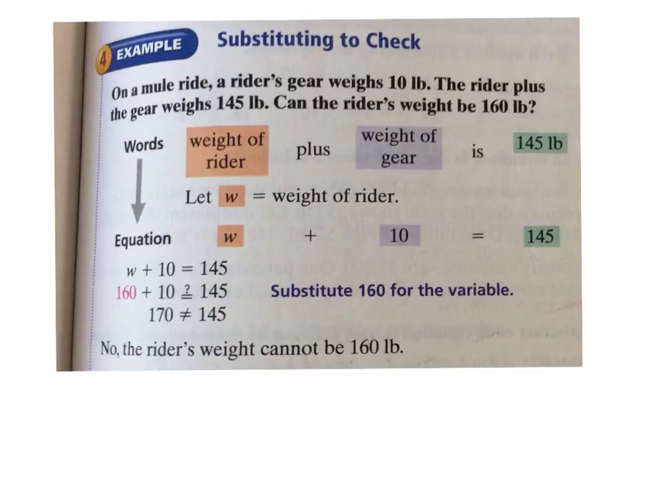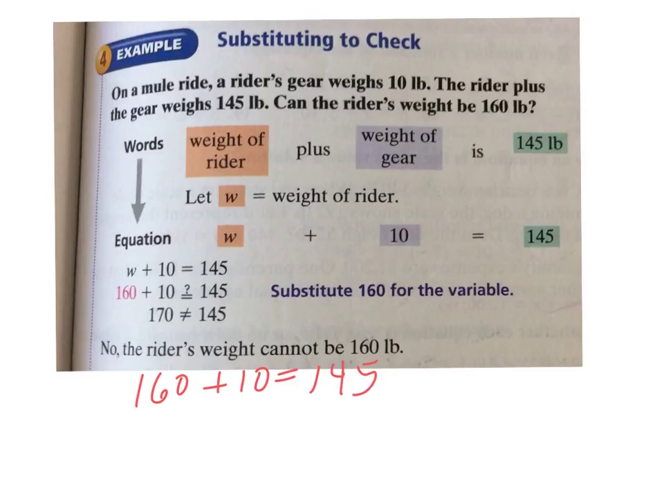Alrighty, on a mule ride, a rider's gear weighs 10 pounds. The rider plus the gear weigh 145. Can the rider's weight be 160? So we know that, here's that let statement, by the way. Let W equal the weight of the rider. So the weight of the rider plus the weight of the gear is 145. So we know that the weight of the rider, it's the other thing we don't know, right? We're guessing. Can it be 160? So can we take 160 plus 10 and get 145?